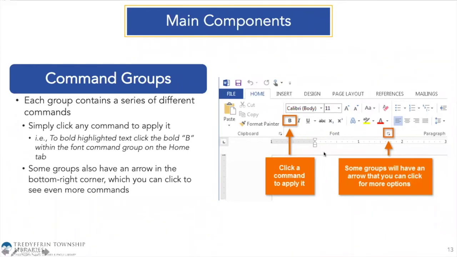You can also click this arrow here. Some groups have an arrow in the bottom right-hand corner, which is squared right here. You can click that to see even more commands or advanced tools. If you were to click this for the font, you'll see a lot more options for editing your font than just the quick access here. So when in doubt, if you can't find what you're looking for, just click the little arrow to see if your options are in the advanced command group.